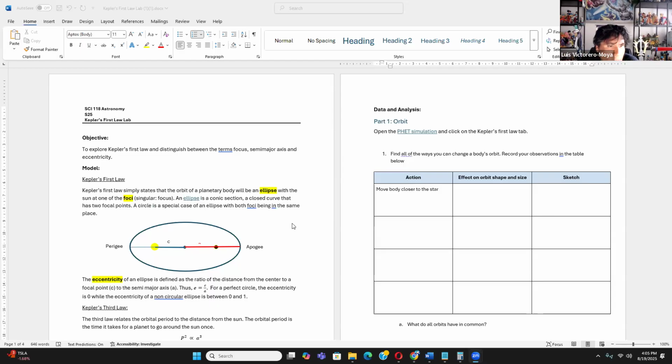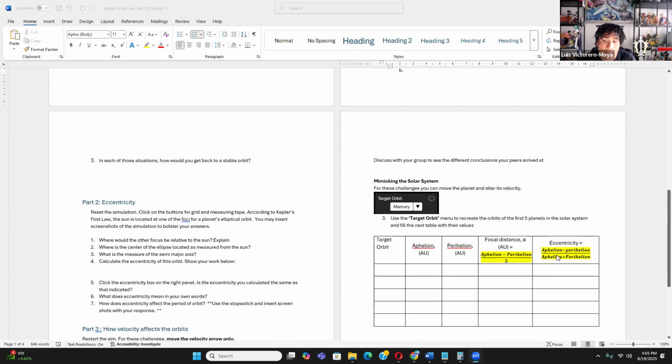In this lab, the objective is to explore Kepler's first law, which is basically the fact that planets orbit in elliptical motion around the sun, where the sun is not at the center, as you can see here, but at one of the focal points. Now, there are some terms in here that you will probably learn in the lecture, which are the apogee and perigee. We normally call them the aphelion and perihelion for planets. And that's what you will use at the end of the lab.